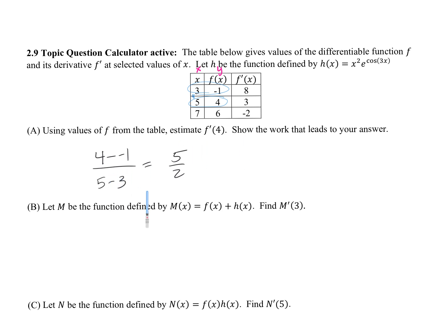Sound good? Okay. Let m be this function. Find m prime of 3. If we're just adding these two things together, when you go to take their derivative, you can just add their derivatives together. So m prime of 3 would just be f prime of 3 plus h prime of 3. They gave us f prime of 3 right here. F prime of 3 is how much? 8.